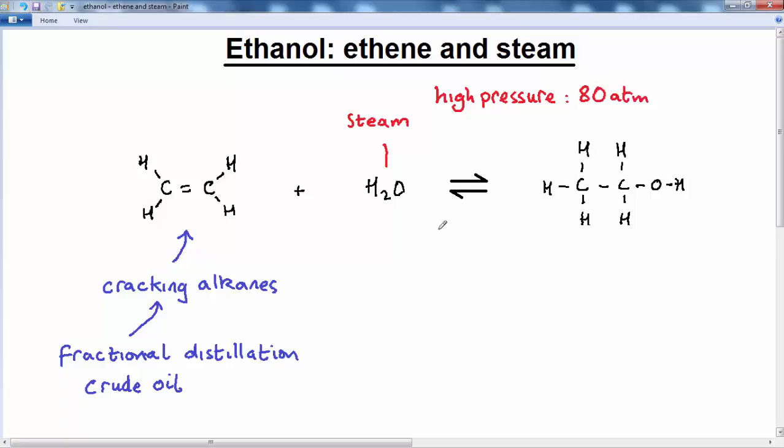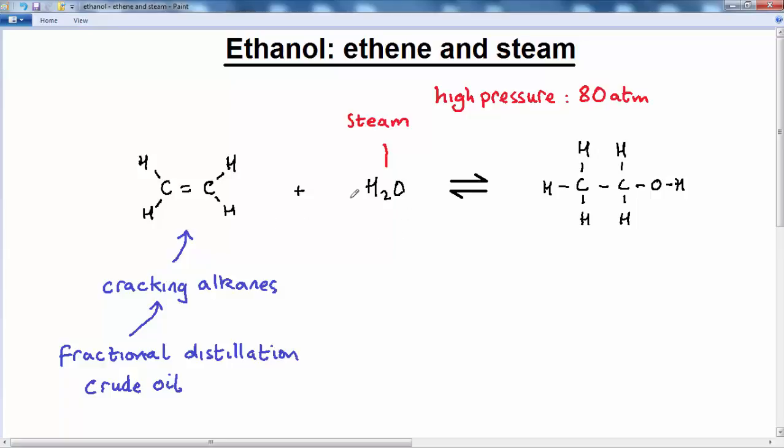Now, the other important thing to consider when we're looking at reversible reactions is the temperature of the reaction. And in this particular case, this is an exothermic reaction. All right, so heat is given out when steam reacts with ethene. So you might think that the forward reaction would be favoured by lowering the temperature. But there's a drawback in this, because if we lower the temperature, then the reaction rate will also decrease.